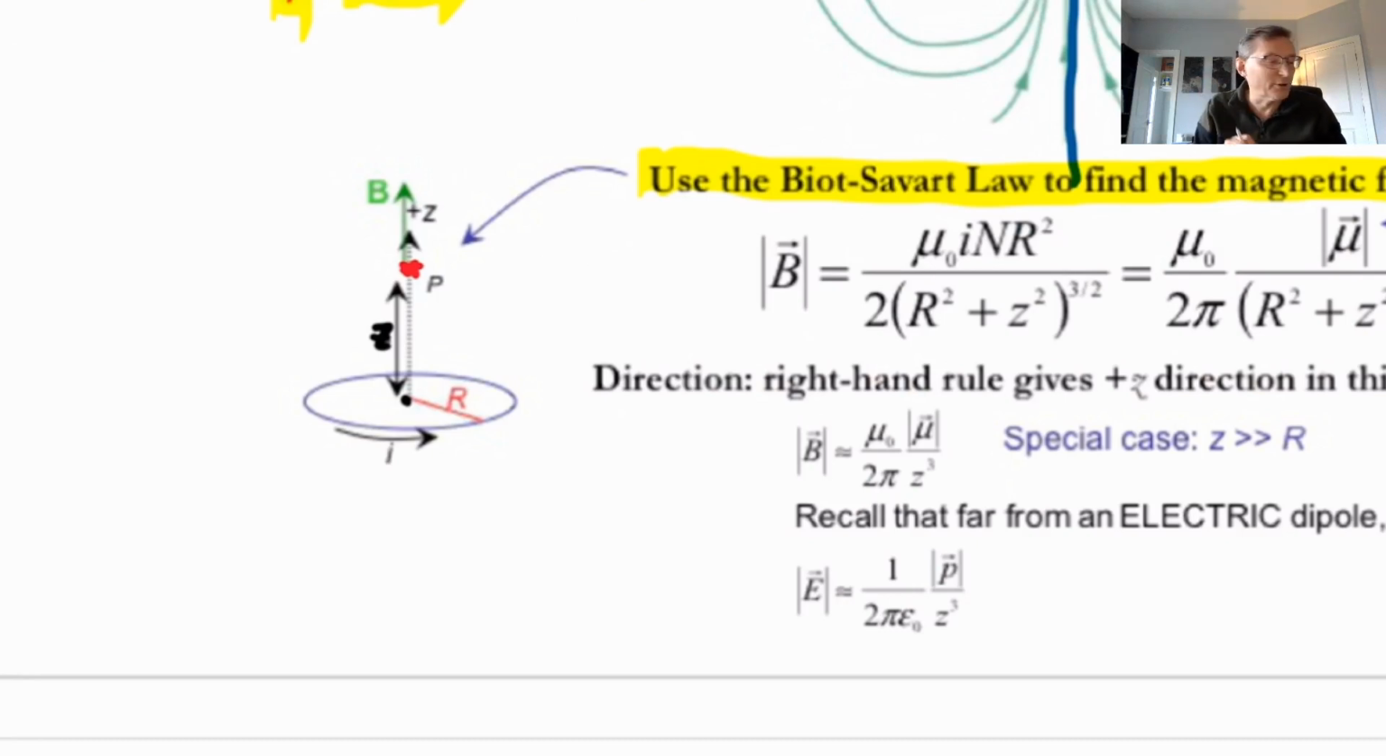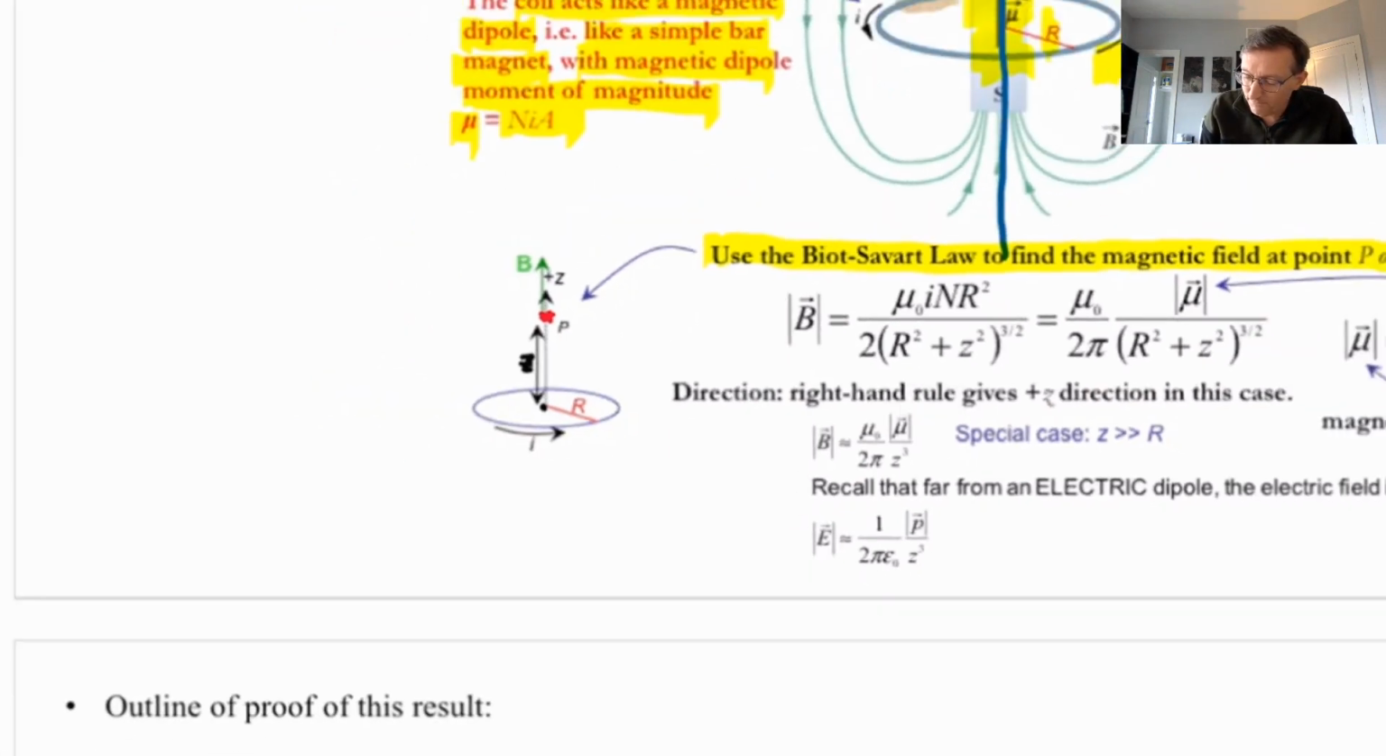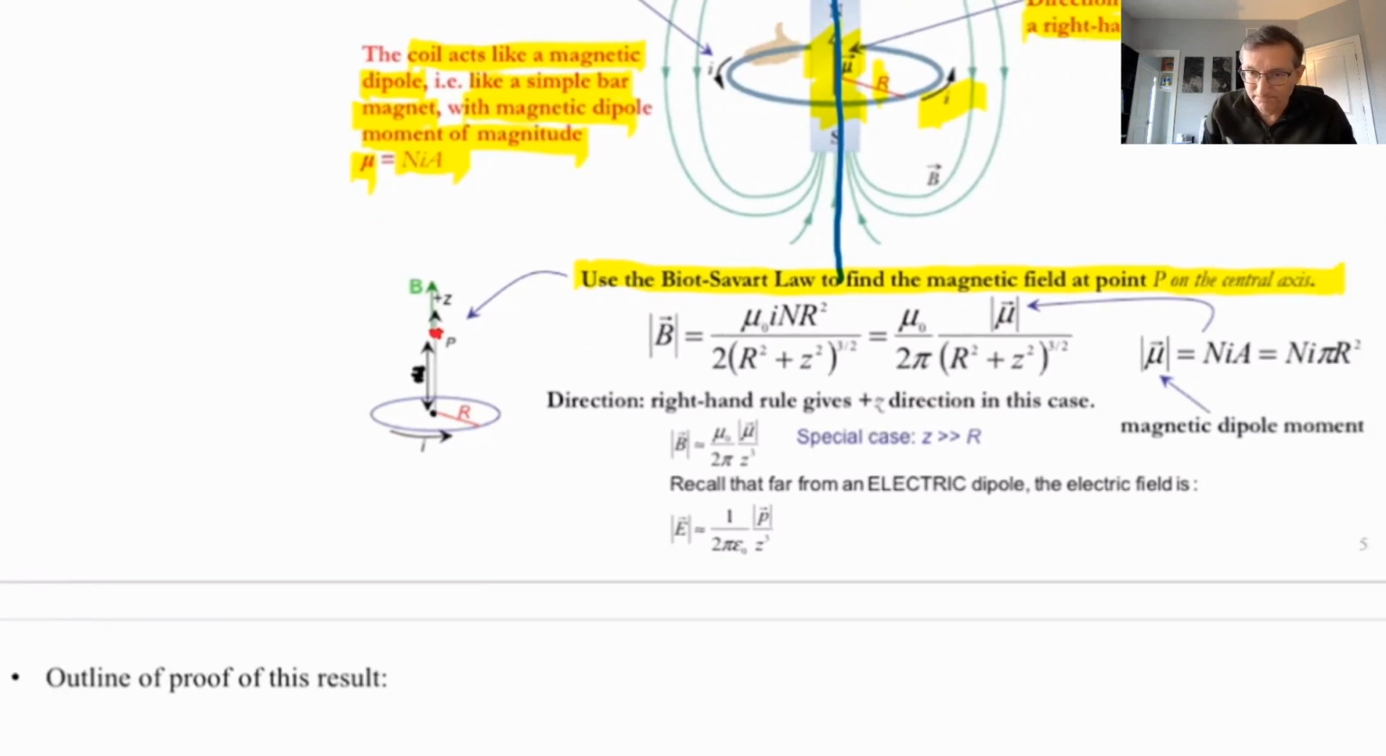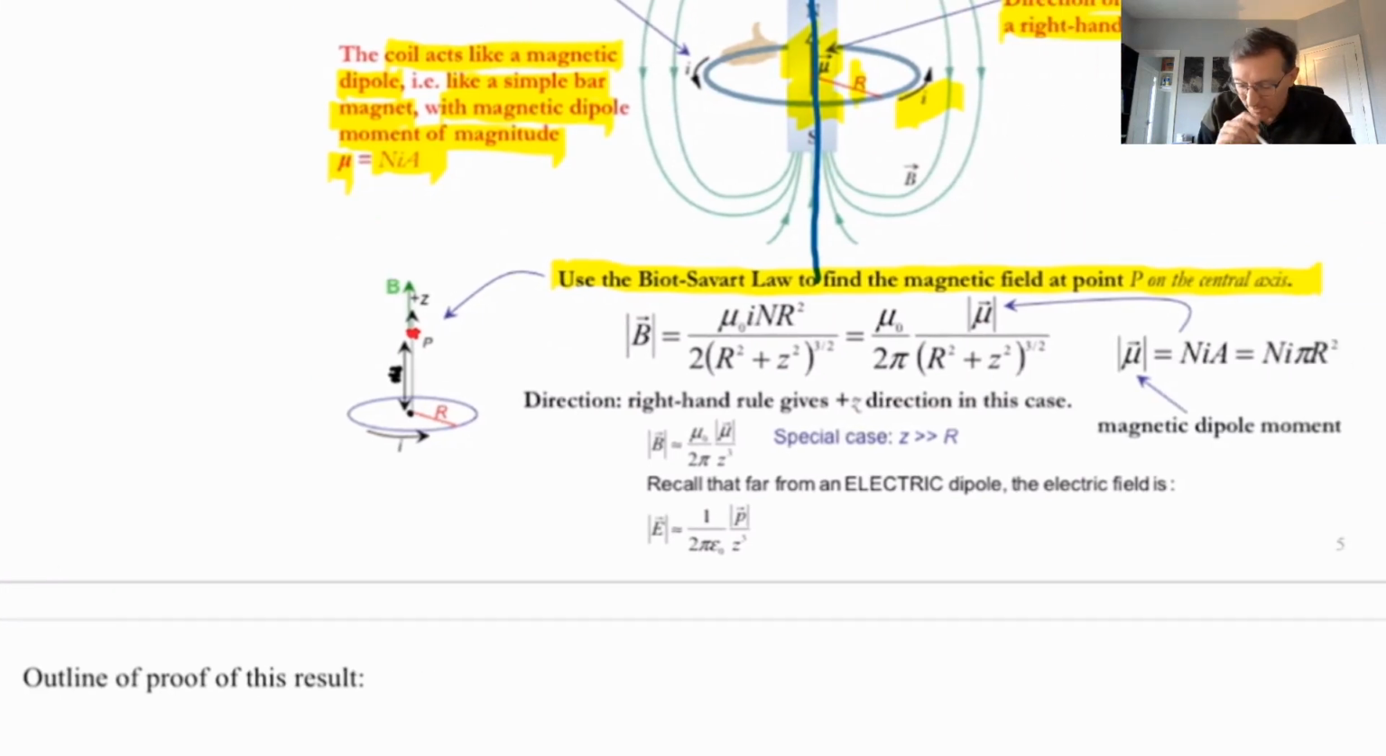I'm going to tell you the answer, and then I'll show you the proof of it. At that point P, here's the answer. B, magnitude. The direction is straight up the z-axis. You can see its direction drawn right there. Its magnitude is given by this formula. B magnitude equals mu 0, I, current going around, N, number of windings of wire, big R squared, radius squared, over 2 times R squared plus z squared to the 3/2.